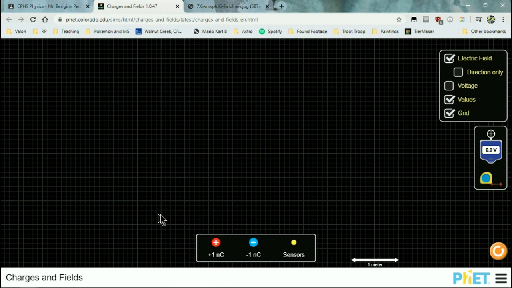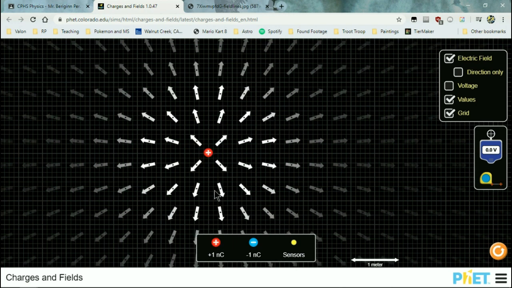So how this works is you click and drag one of these charges and you just place it somewhere. So let's say you place it there. Okay, there's your field. We have a positive charge and the field is all going away from that positive charge. You can probably notice that some of these arrows are brighter than others. The arrow is brightest closer to the charge. So the brighter the arrow, the stronger the field at that point.